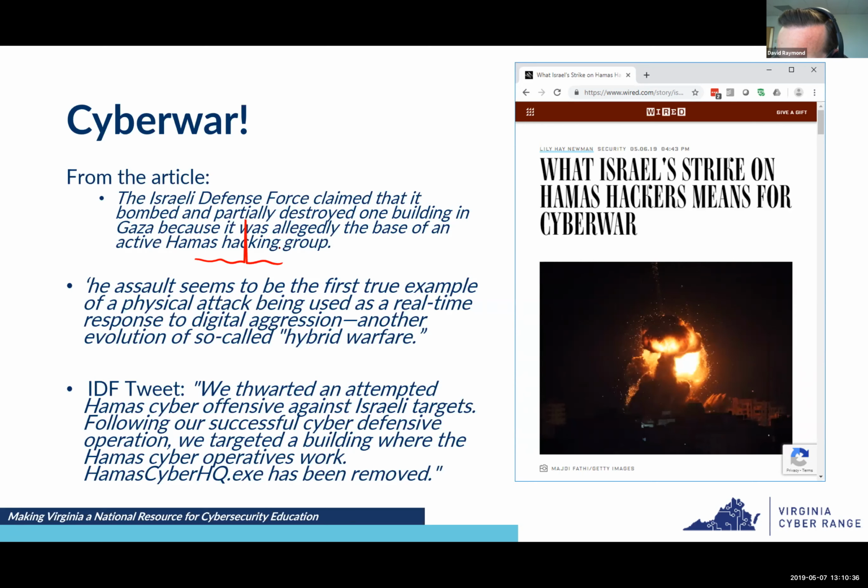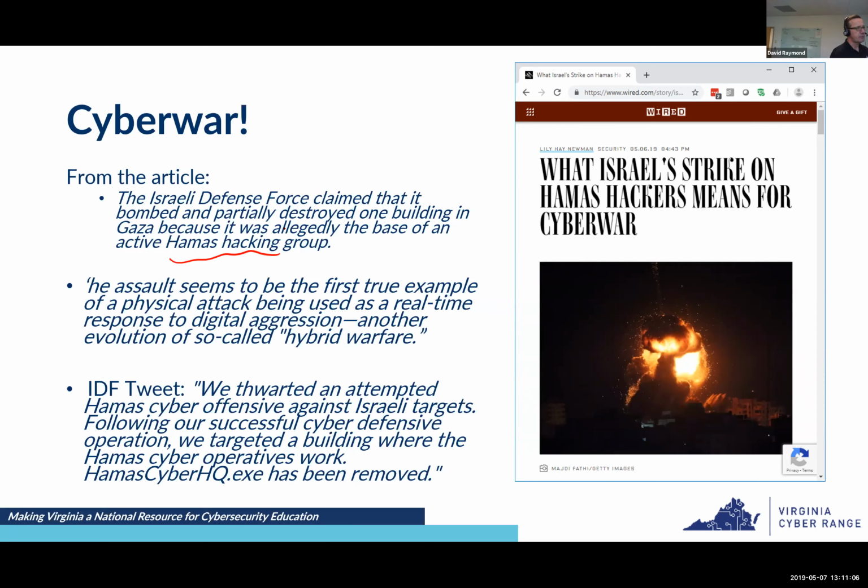So basically what they said was that these Hamas hackers were actively trying to subvert digital systems of the Israeli Defense Forces, and so that they took kinetic action against these hackers. And this sort of ramps up the level of cyber warfare a little bit.